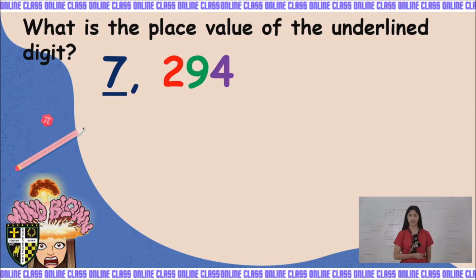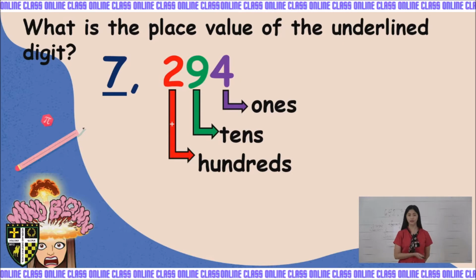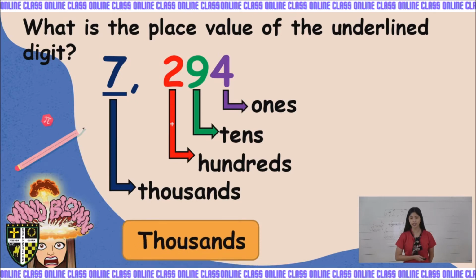So let's find out the place value of all the digits. So 4 on the ones place value, 9 for tens place value, 2 for the hundreds place value, and 7 for the thousands place value. Now it is easier for you to determine the place value of the underlined digit. Very good. It is on the thousands place value.